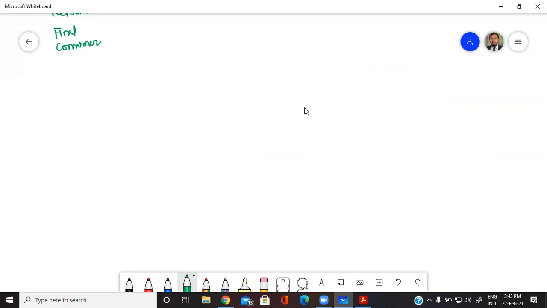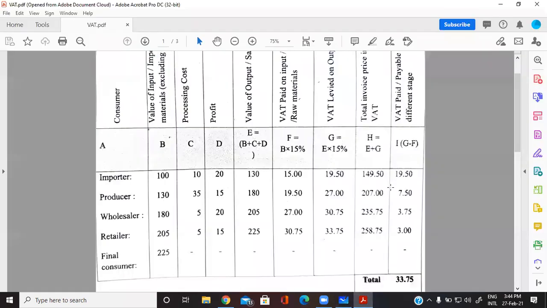So let's talk about, we have got the mechanism of how the responsibility of paying VAT is transferred from one party to another party. And we have realized that this process sometimes does not work smoothly, as has been shown here, when the VAT rate is not uniform.